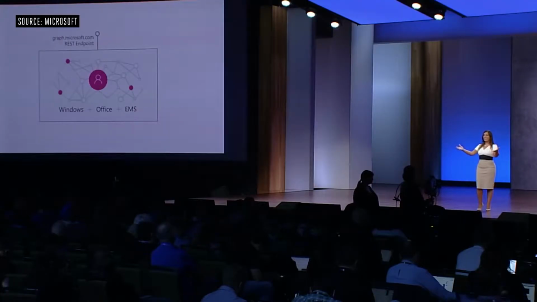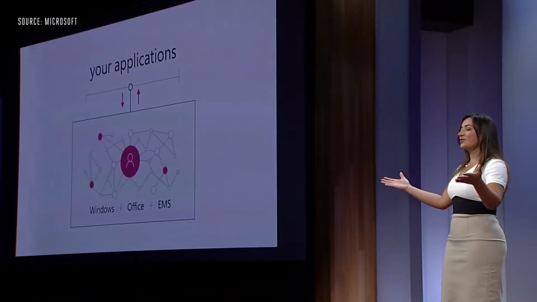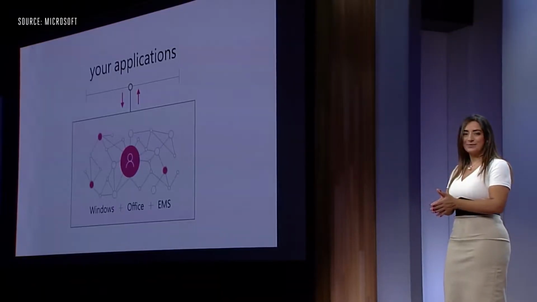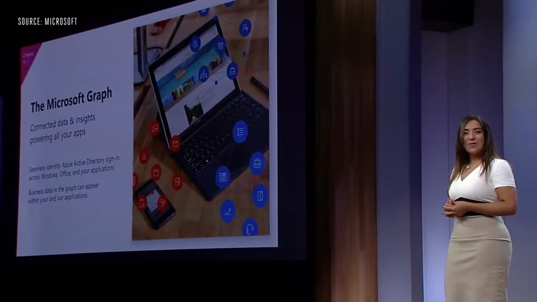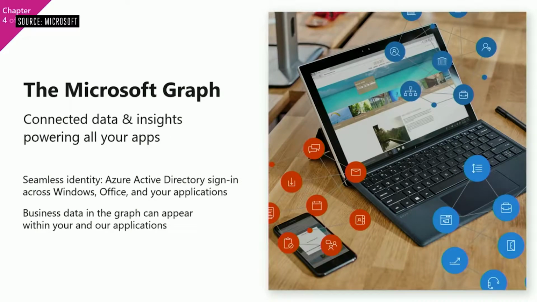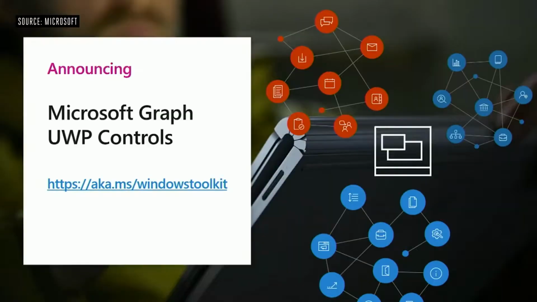For developers, Microsoft Graph is accessible through one single unified REST API endpoint, graph.microsoft.com. You can connect to Microsoft Graph to power your own app experiences. By doing so, your app will be able to sign in users seamlessly with the same identity that is used by Windows and Office, and you will be able to use the same business data that Microsoft 365 apps use. To make it even easier, I'm happy to announce that we're making the new Graph UWP controls available today.